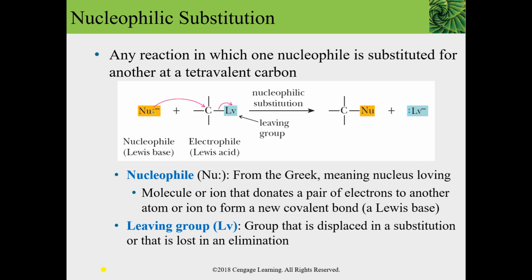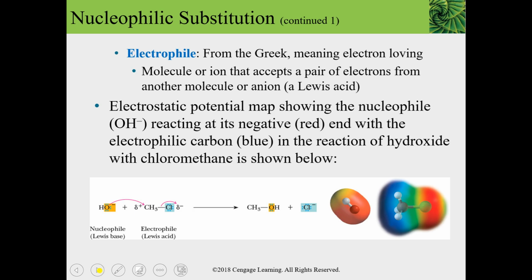So when we talk about, again, the nucleophile, we're talking about nucleus loving. It has the electrons to donate, and the leaving group is just displaced in a substitution, or it's lost by an elimination. So the S in SN1 and 2 is substitution. The E in E1 and E2 is elimination. Our electrophile is the thing that is electron loving. It is our Lewis acid. It is accepting the electrons from the nucleophile.